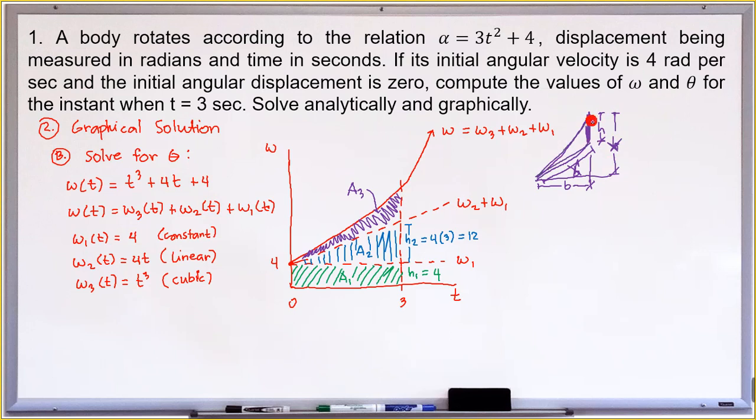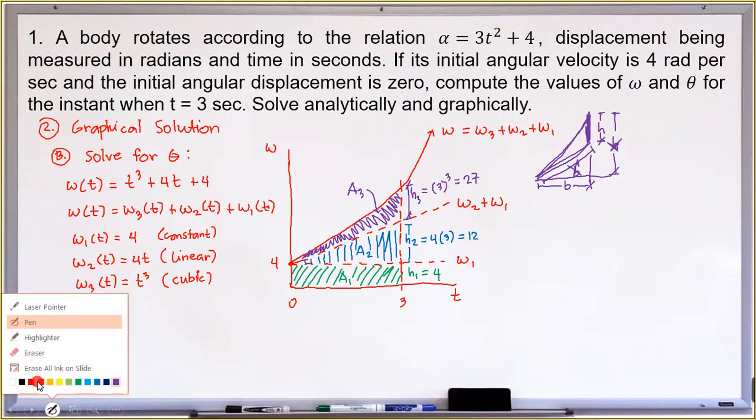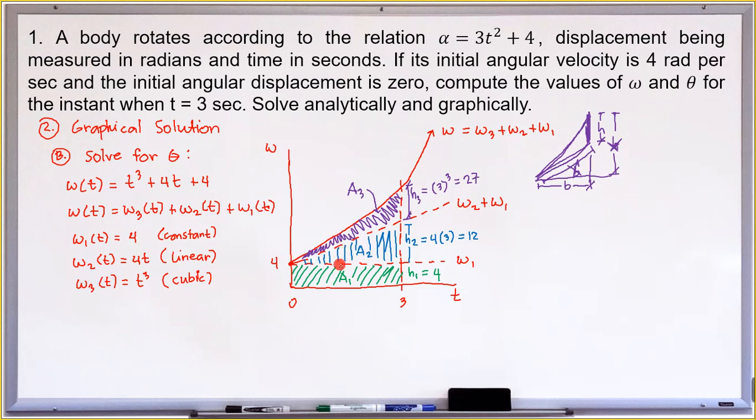Okay. So, the height, what is it? We have here H3, which is evaluated using the cubic function. So, this is 3 cubed, which is equal to 27. Okay, 3 times 3 times 3, that is 27. So here we will use the general formula wherein the area below the angular velocity versus time graph is equal to the change in the angular displacement. So that is delta theta is equal to area 1 plus area 2 plus area 3.